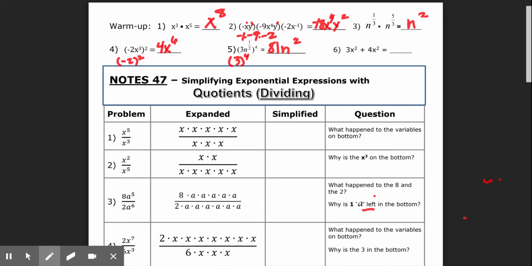And then number 6 is a little bit different. We're going to be getting into this later. But these are like terms. So when you have like terms, all we're going to do is combine the coefficients. So 3 plus 4 gives you 7, but we keep the x squared. You don't try to add the exponents. You only do that if that addition sign were to be multiplication.